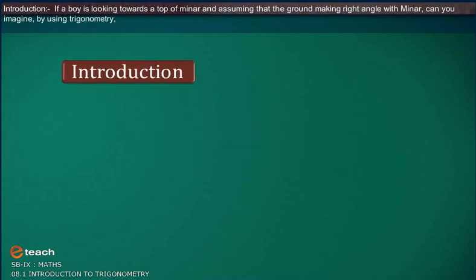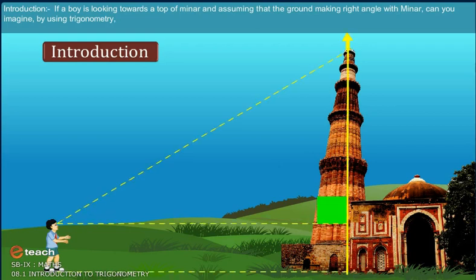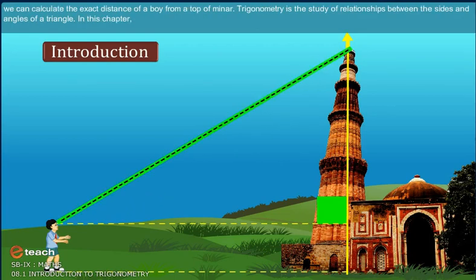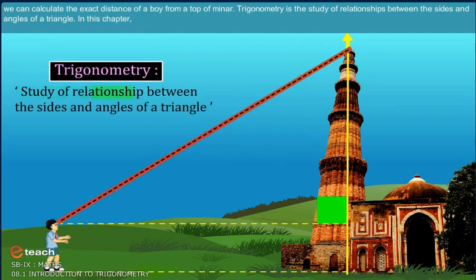Introduction. If a boy is looking towards the top of a Minar and assuming that the ground is making a right angle with the Minar, can you imagine that by using trigonometry, we can calculate the exact distance of the boy from the top of the Minar? Trigonometry is the study of relationships between the sides and angles of a triangle.